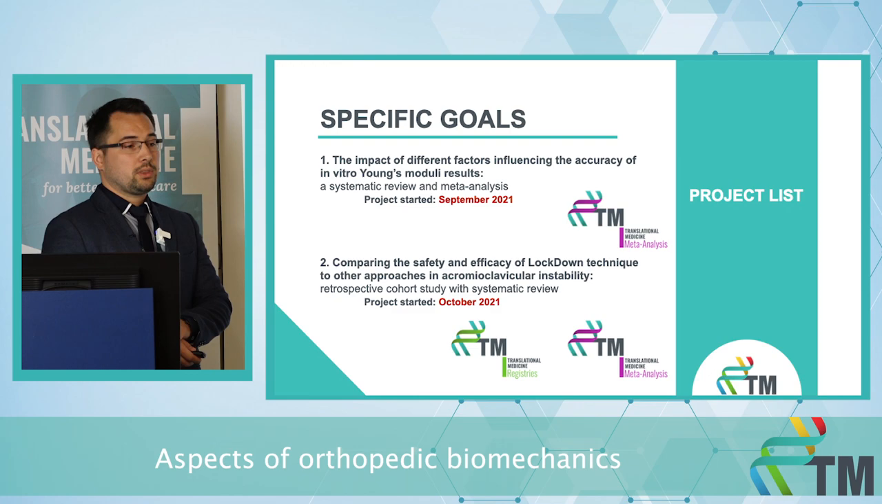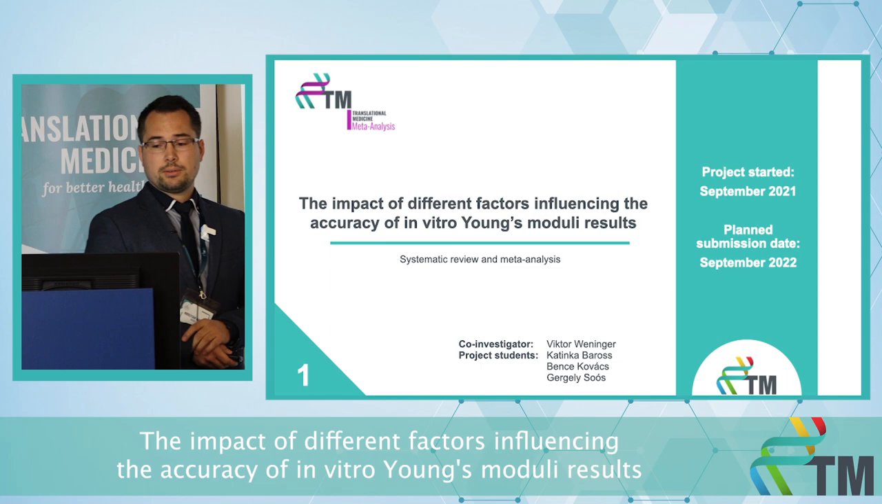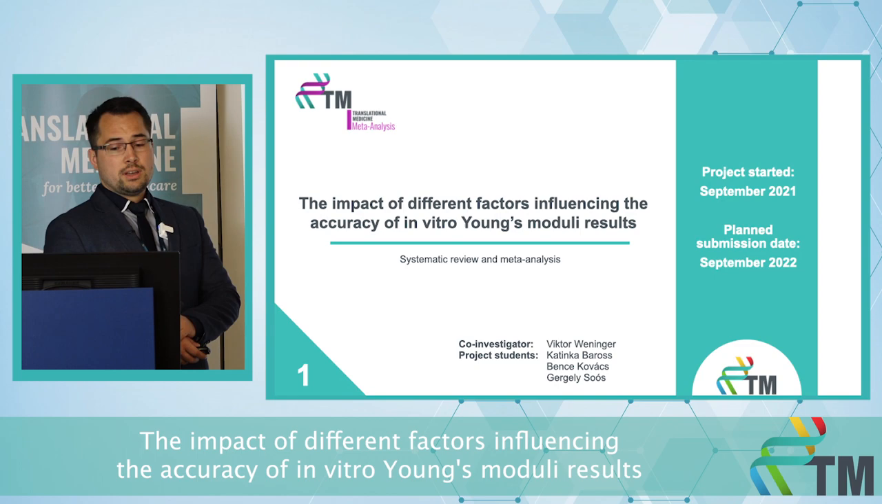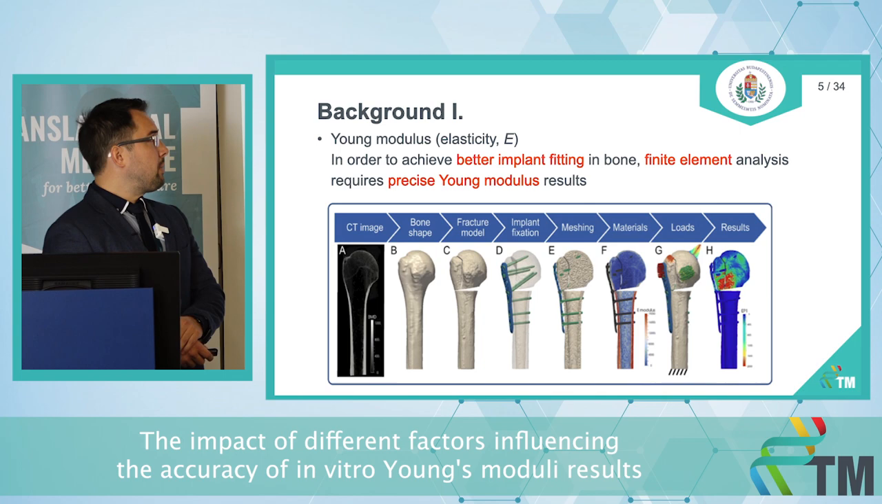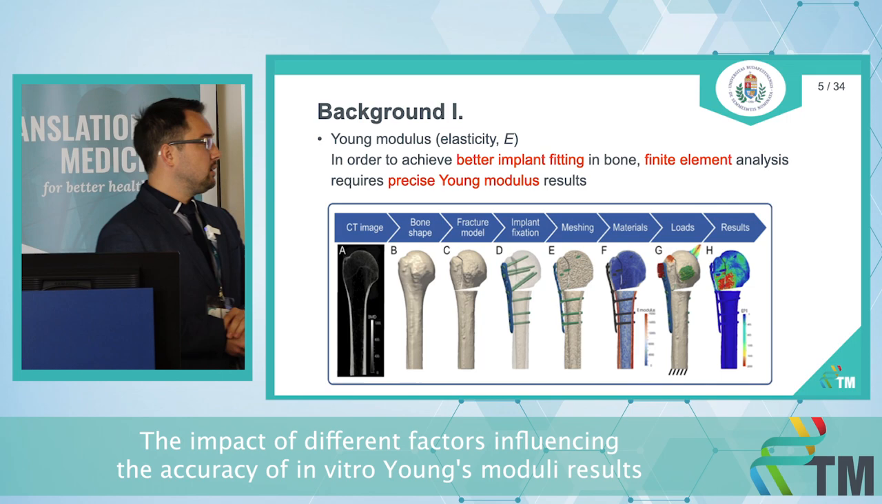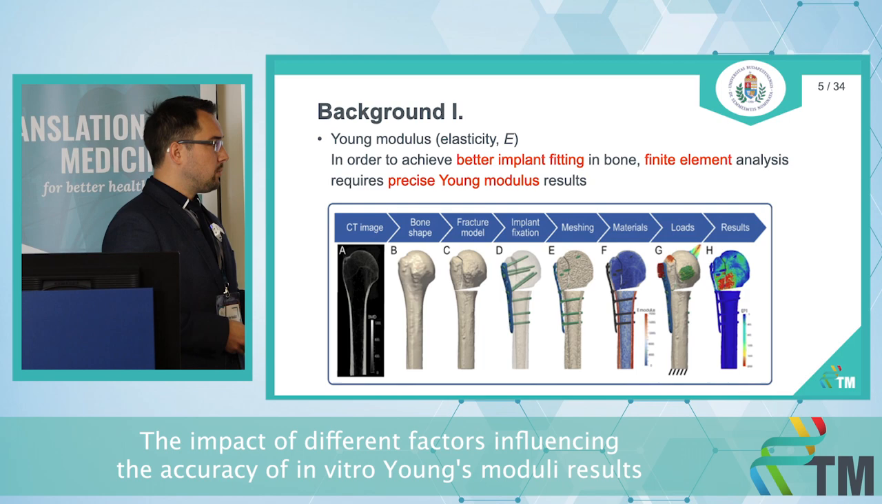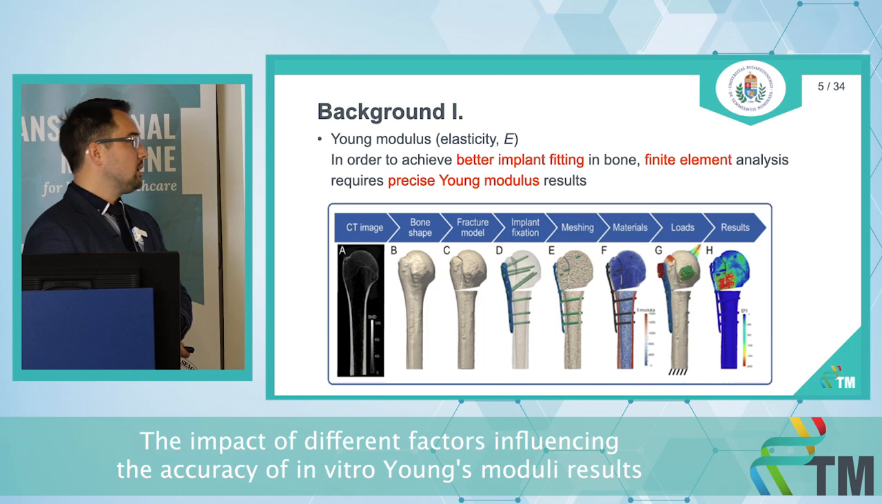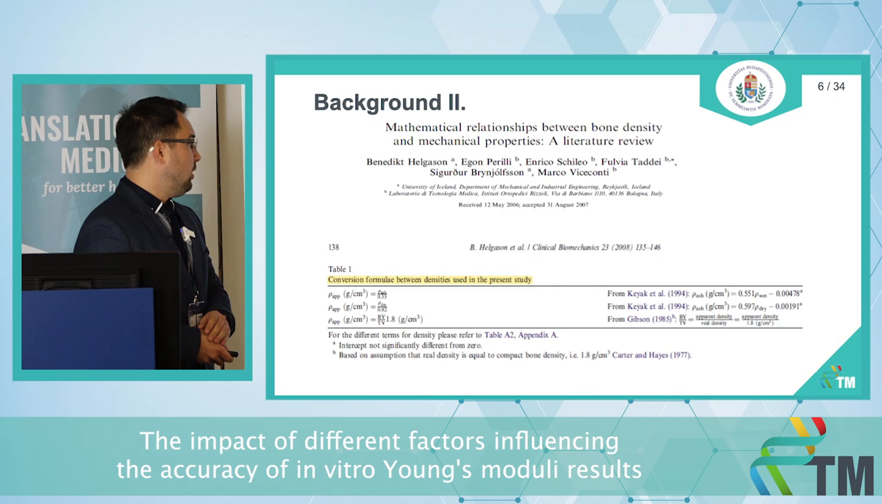So let's start with the first project. This is a systematic review and meta-analysis that's dealing with the influencing factors of the Young modulus of bone. The background: in order to achieve better implant fitting, we need finite element analysis that requires precise Young modulus results, and you can achieve it by in vivo and in vitro methods. One that I'm sharing now is the in vivo, when you are taking a CT image, and from the voxels you have the bone densities, and from those bone densities you can create with a mathematical formula a Young modulus value.